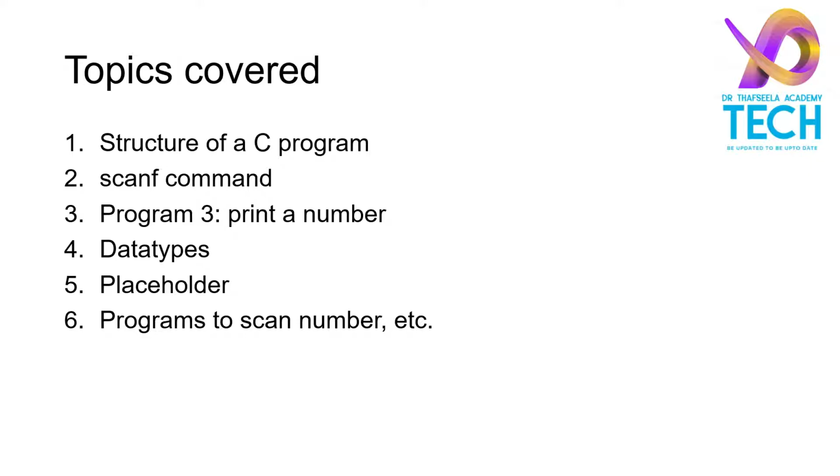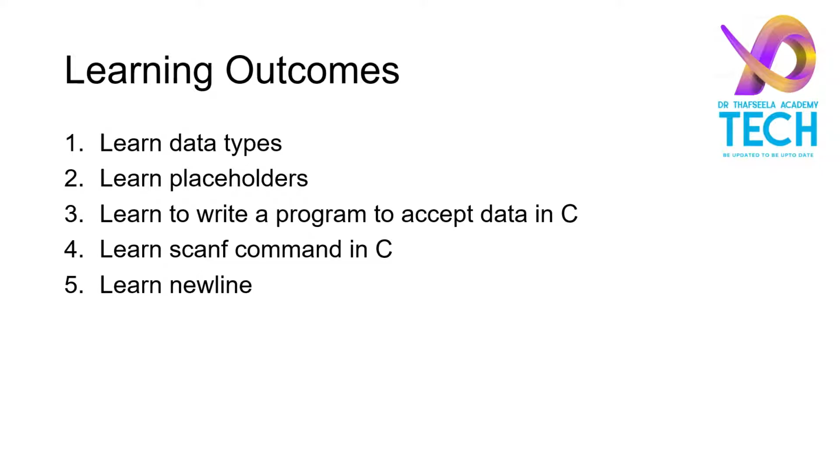Then we will learn what data types and placeholders are. So unless we know what data types and placeholders are, we won't be able to write a program to scan a number. Then we will write programs to scan numbers, etc. The learning outcomes that we will cover here are to learn the data types, then what placeholders are. Then we will learn how to write a program to accept data in C. Then we learn the scanf command in C, and then we learn what a new line is.